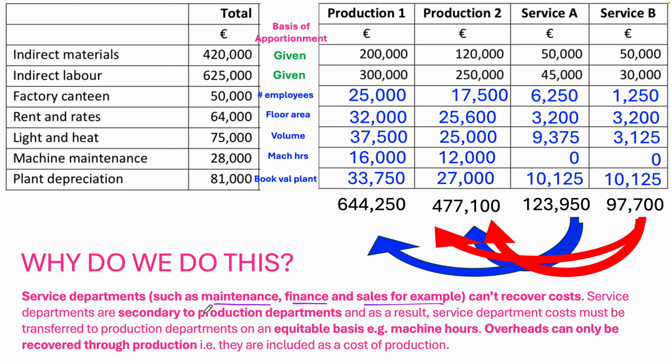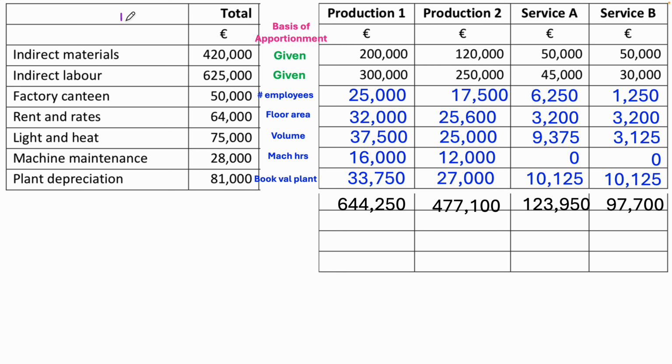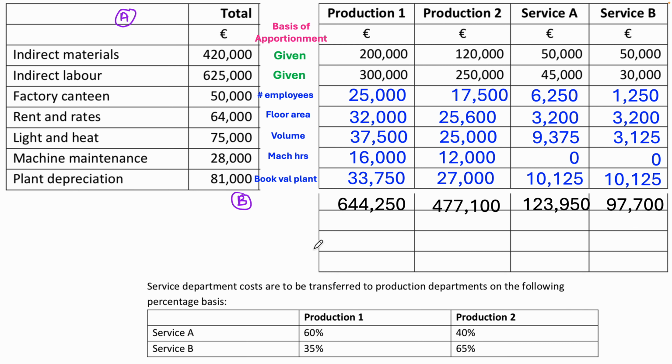Okay, so you've done part A, this is part A here, and what we can do then is just write part B here, and continue on from what we've been doing. Now this is the information from the question that we're going to use. Service department costs are to be transferred to production departments on the following percentage basis. Service A, production 1, 60%, production 2, 40%. And then service B, 35% goes into production 1 and 65% into production 2.